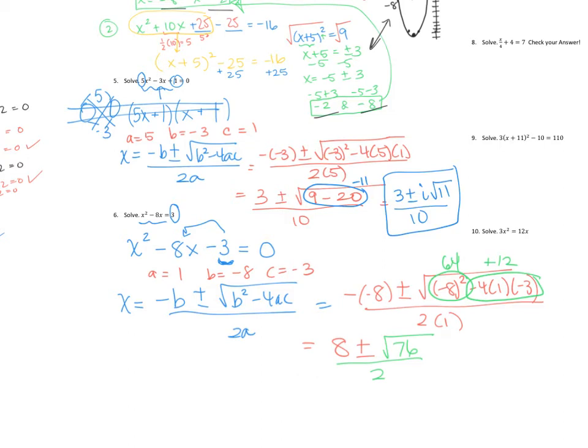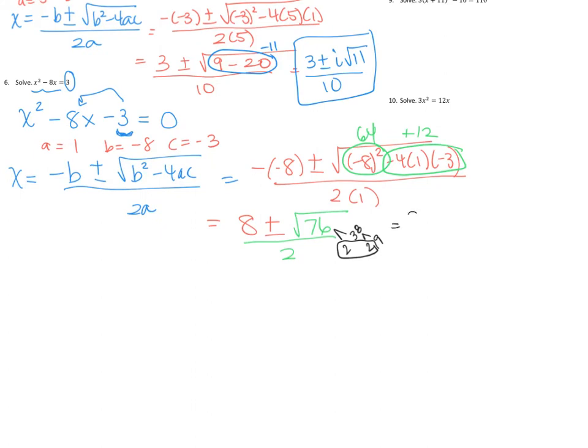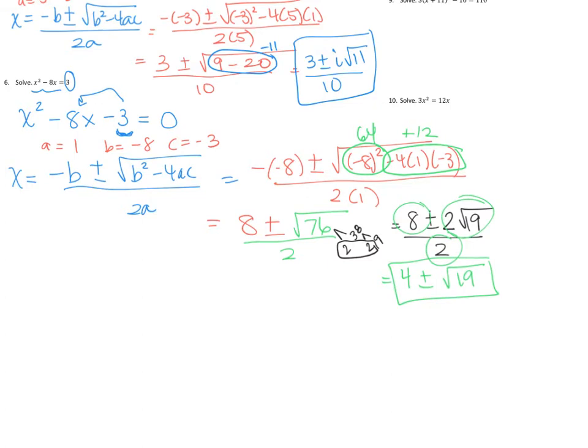So radical 76, let's see. I know it's 2 and 38, and 38 is 2 and 19, so this pair I can actually take out, and it will be equal to 8 plus or minus 2 square root of 19 has to stay in there, and we'll have 2 on the bottom. Now we can reduce as long as all 3 of these reduce by the same number. So if I divide everything by 2, that's going to be 4 plus or minus the square root of 19 over 1, which would just be 4 plus or minus the square root of 19.